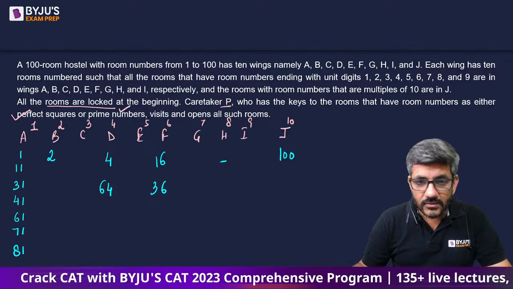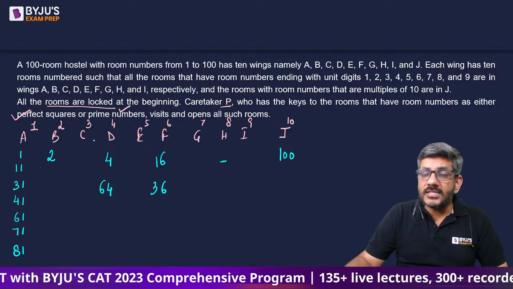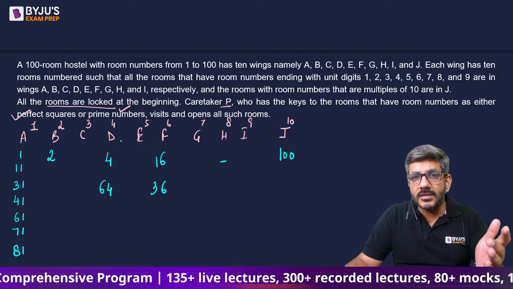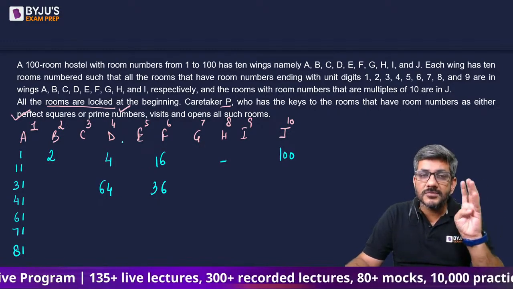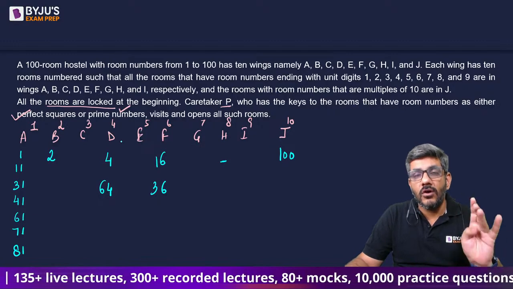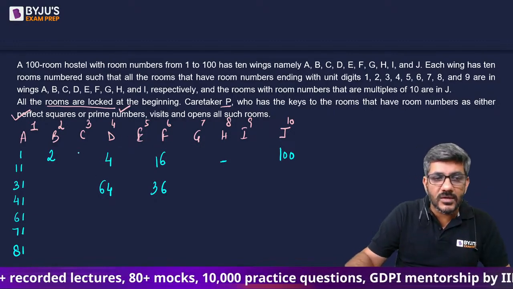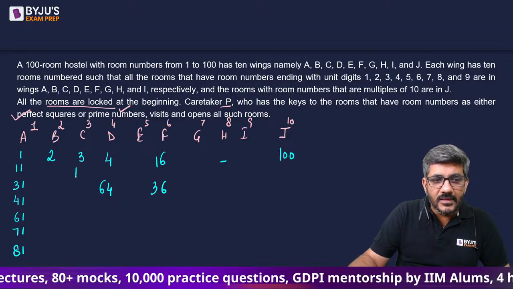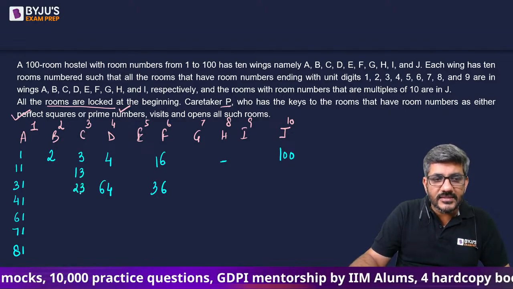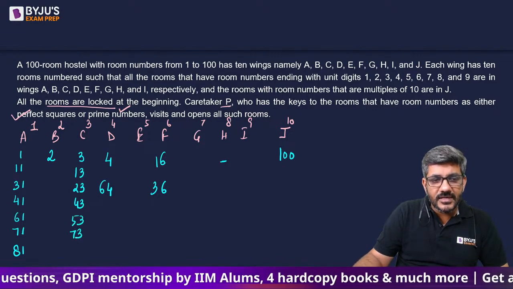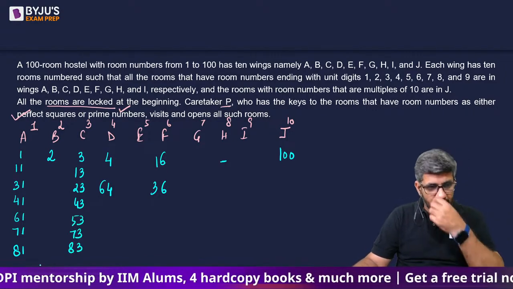What about others now? Let me talk about C. Numbers ending with 3. Numbers ending with 3 can never be a square. If you guys remember that, no perfect square ends with 2, 3, 7 or 8. So no square will be formed ending with 3. Only primes would be there. What are the primes? 3 is a prime, 13 is a prime, 23 is a prime, 43 is a prime, 53 is a prime, 73 is prime, and 83 is prime.